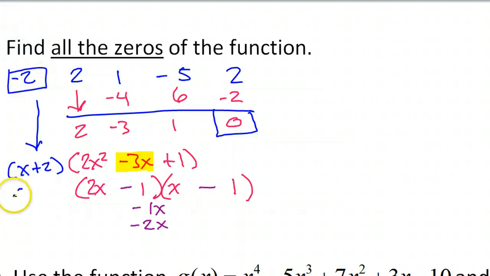Don't forget to bring down your x plus 2. So now this is completely factored, and that's what we will write on the answer line. This right here.